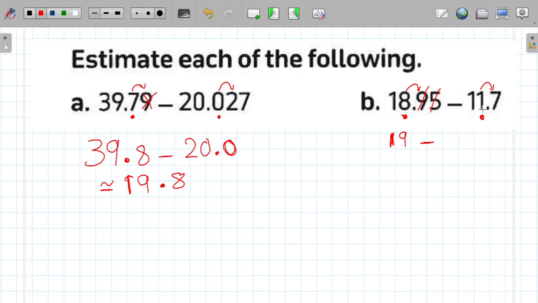The second number here I have 1, and the next digit here is 7, and 7 is a strong digit, so I will add 1 to 1, it will be 2, so it will be 12, and 7 will be cancelled, so I have here just 12. And 19 minus 12, it will be 7, so our estimation here will be 7 for the second operation, okay?